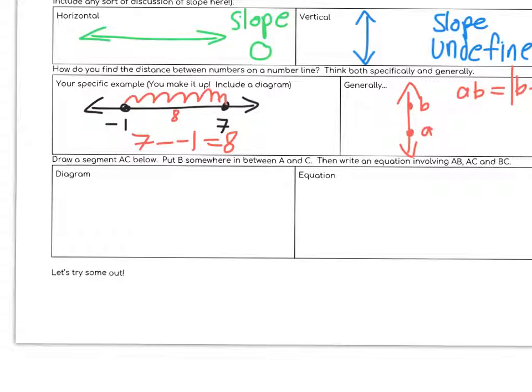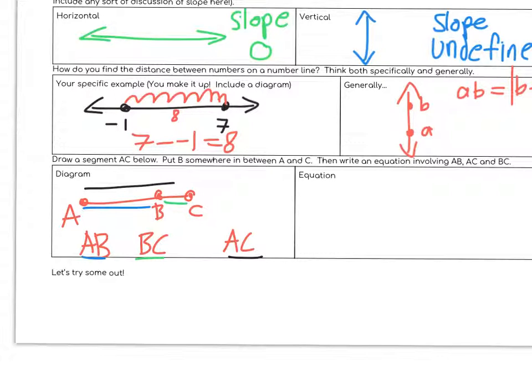The next thing that we're taking a look at is drawing segment AC. And here we've got AC, put B somewhere in between A and C, and then write an equation involving AB, AC, and BC. Okay, so if we've got AB, I'm going to do BC because that's the other piece of that, and then we've got AC. And to me, it looks like if I take AB and I take BC, if I put those together, I get AC.